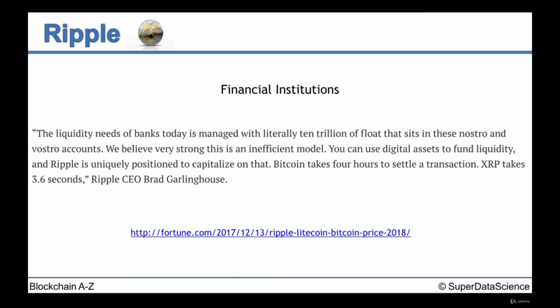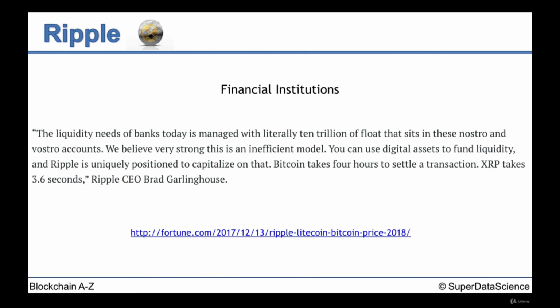And here we arrive at the financial institutions. And I mentioned earlier to try and keep liquidity in mind. One of the most interesting aspects about Ripple and what makes it highly attractive is that for financial institutions, it has such appeal related to liquidity. And we see a quote from Ripple CEO Brad Garlinghouse, who mentions that the liquidity needs of banks today are managed with literally 10 trillions of float that sits in these Nostro and Vostro accounts. We believe very strongly this is an inefficient model. You can use digital assets to fund liquidity, and Ripple is uniquely positioned to capitalize on that.